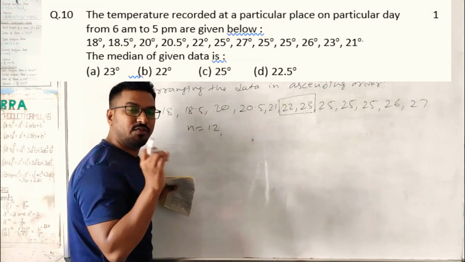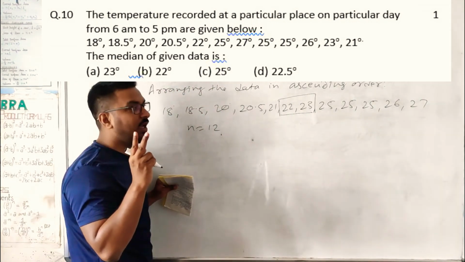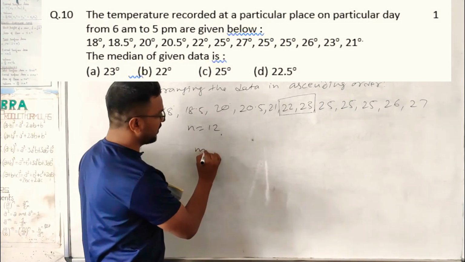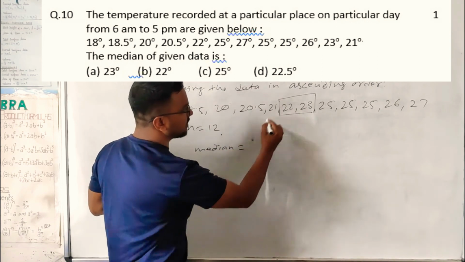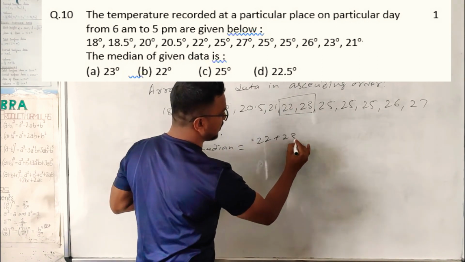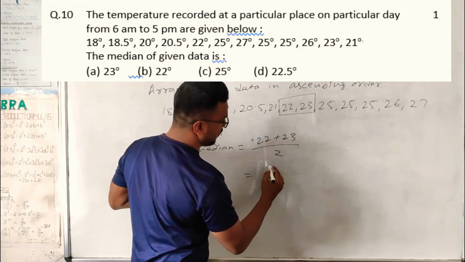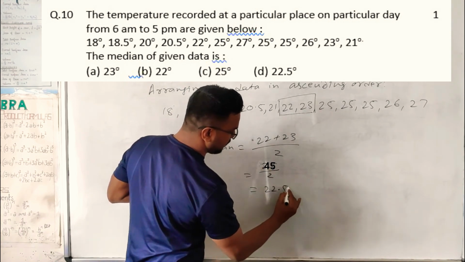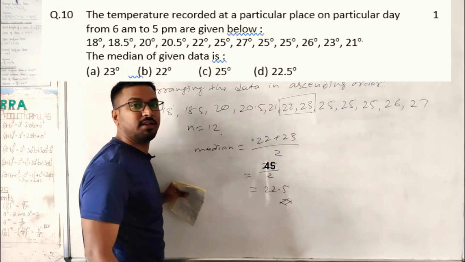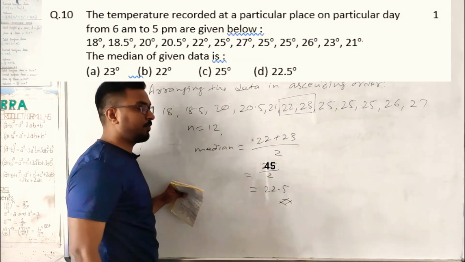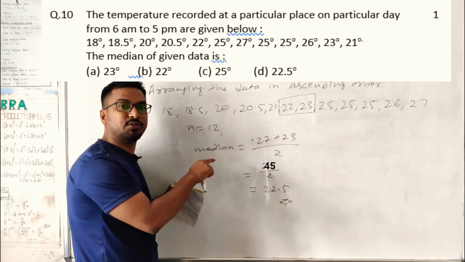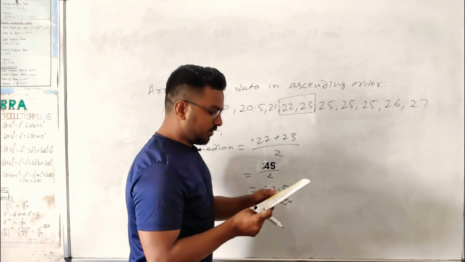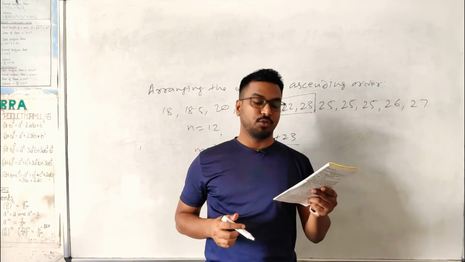In case of even, there will be two middle terms, and in case of an odd number, there will be one middle term. So the median will be, you just add these two numbers, 22 plus 23 divided by 2. So this will be 45 by 2. So the answer will be 22.5. This will be the median. There is one formula for this also. You can check it out by yourself. So this is all from the objective type questions.